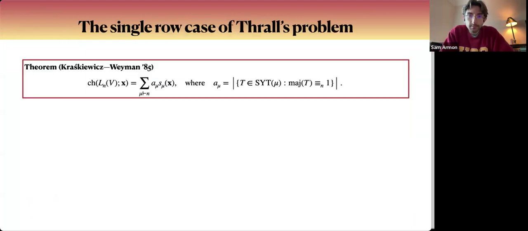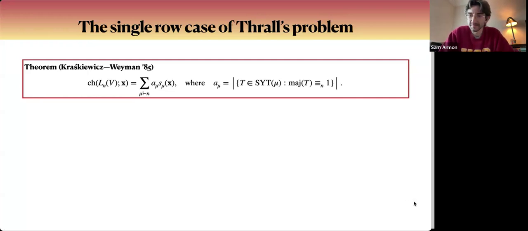Okay, so now to Kraskevich and Weyman's result. As I mentioned, they found the expansion of the character of the nth graded piece of the free Lie algebra in the basis of Schur functions as follows. The coefficient on the Schur function indexed by mu is the number of standard tableaux of shape mu whose major index is congruent to 1 mod n.